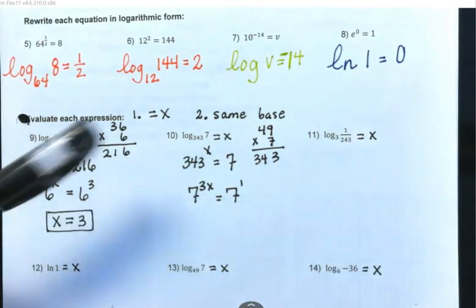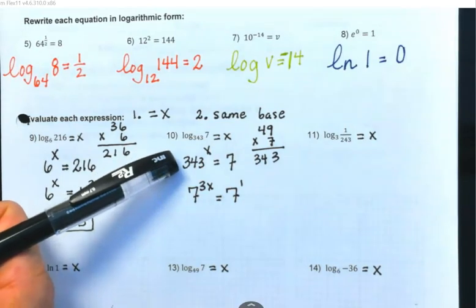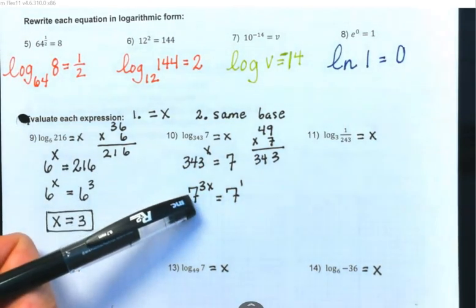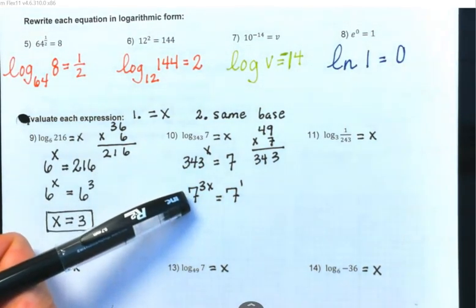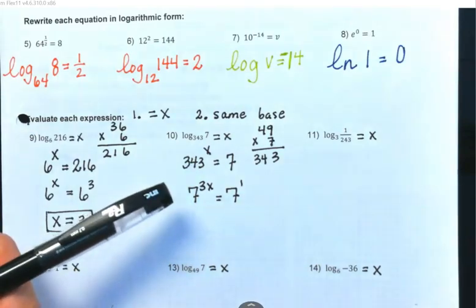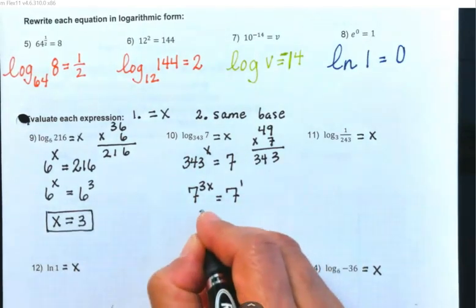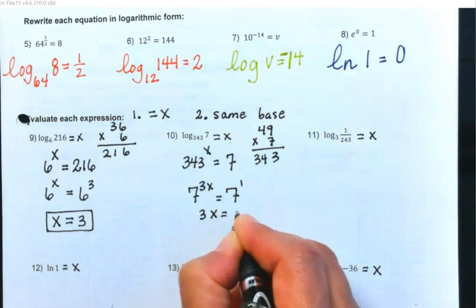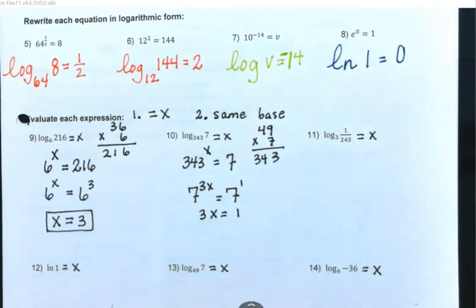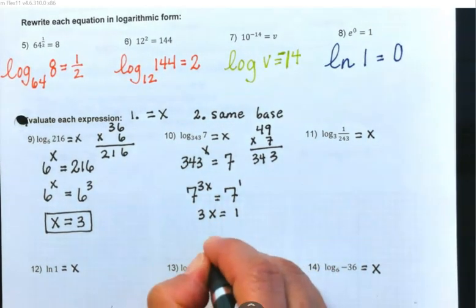Are there any questions on how I went from 343 to the x to 7 to the 3x? Any questions on that? All right, bases are gone. Let's write 3x equals 1. Solve for x. So, of course, x is going to equal 1/3.